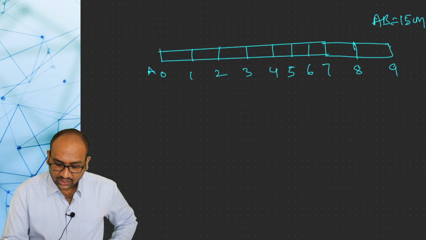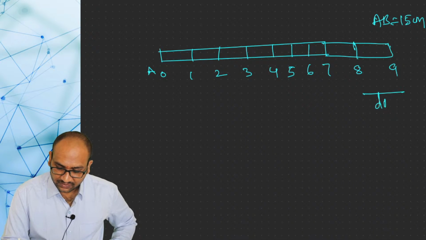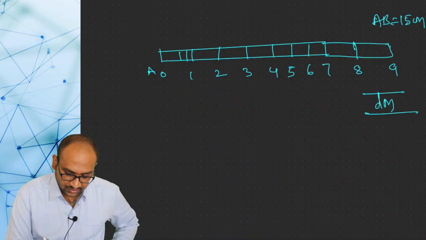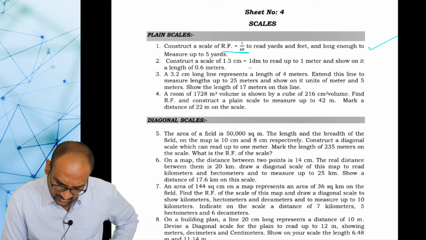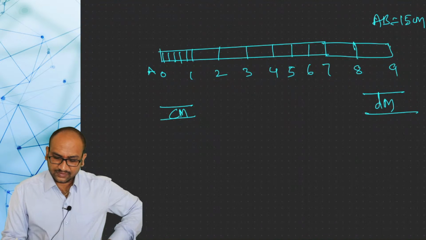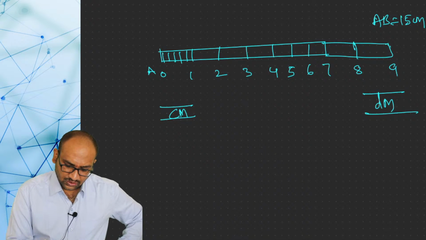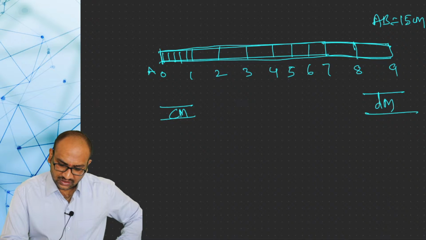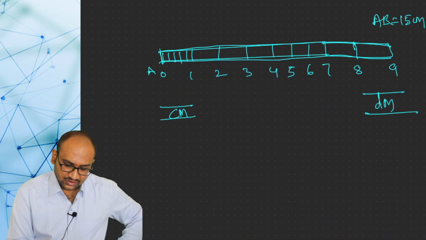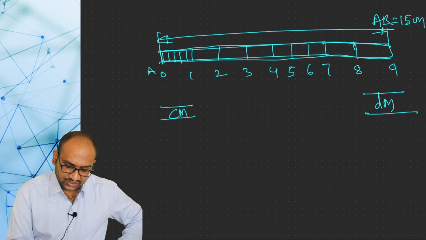So here total 10 boxes are there. Each box measures 1 decimeter, and this first box you divide into 10 equal parts. Here each division represents 1 centimeter. This total scale measures 1 meter. Each box measures 1 decimeter. Total length is 1 meter. Here each division measures 1 centimeter.